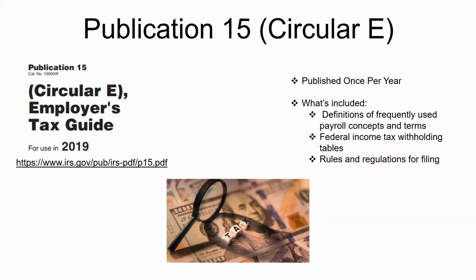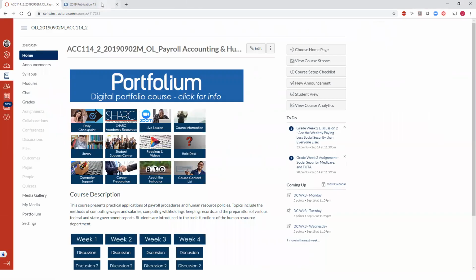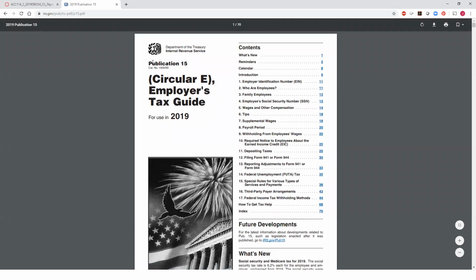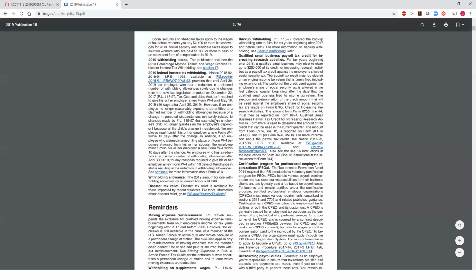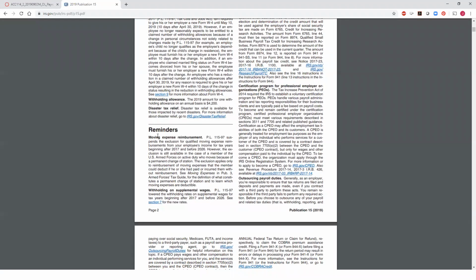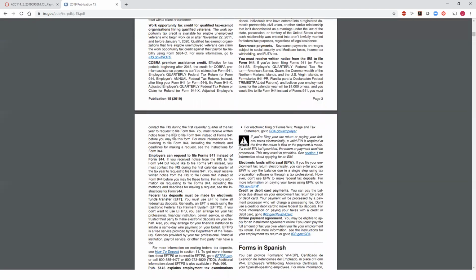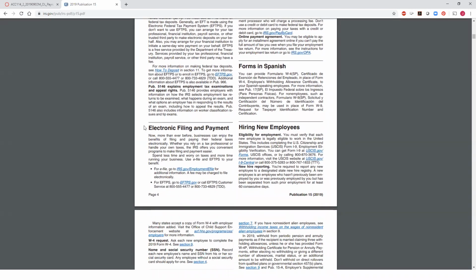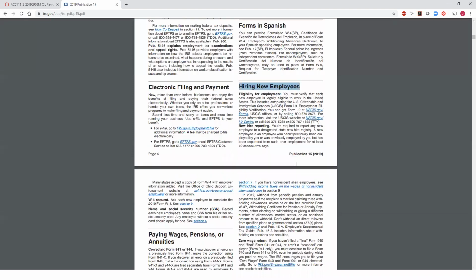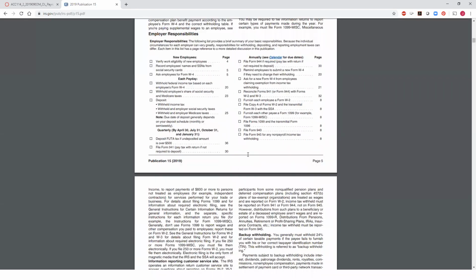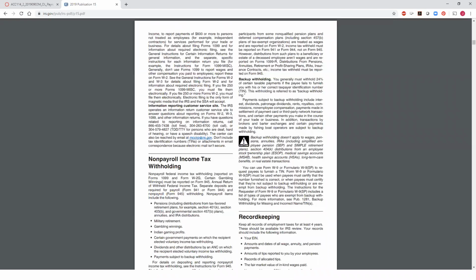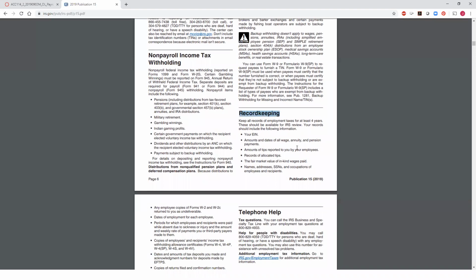I've got a copy of that up here if I can find it really quickly for you. Circular E is also called Publication 15, so you'll see that used interchangeably. This one is for use in the current year that we're in right now. But there are really a lot of important things. They highlight some of the things that have changed from the prior year, things that you really need to pay attention to, what happens with the payroll checks and things like that, suggestions that they have, and what to do for electronic filing. These are some ideas for hiring new employees, things to pay attention to. They've got worksheets you can use in here to calculate different things that are going to be important to you, and reminders about record keeping.